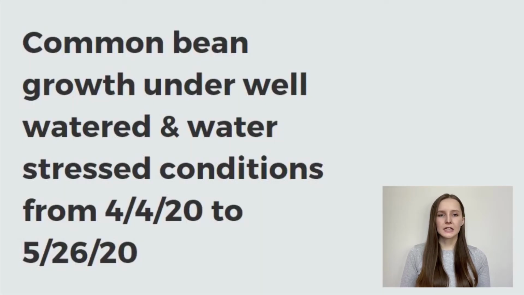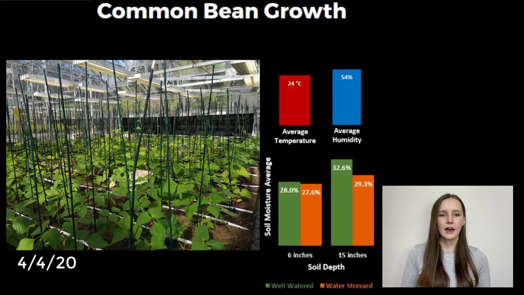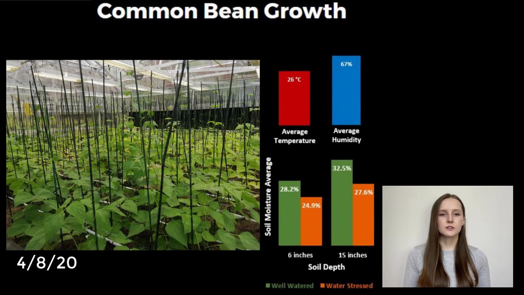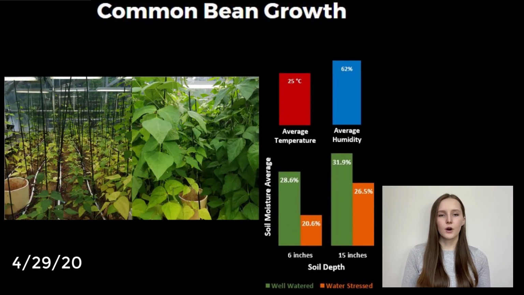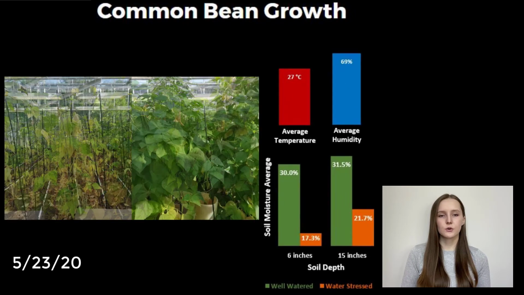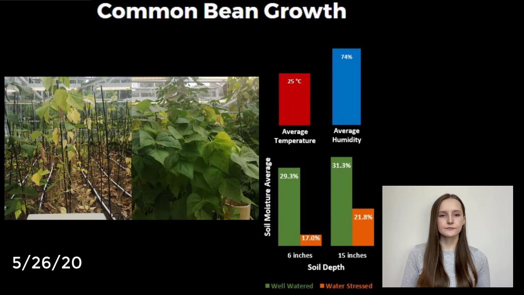Starting April 4th and continuing to May 26th, half of the common bean plants were water stressed and half were well watered. As you can see, the gap between the soil moisture of the well-watered plants and the water-stressed plants grows larger as time progresses.